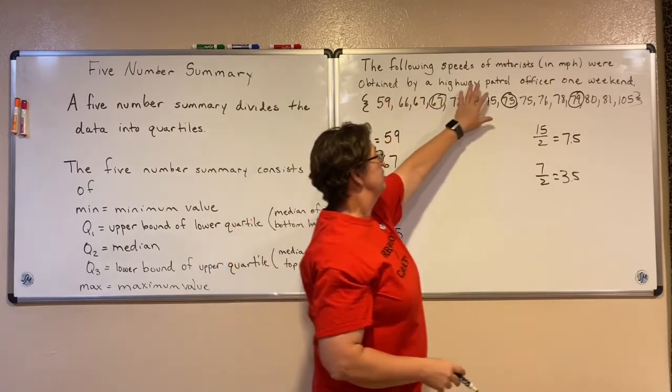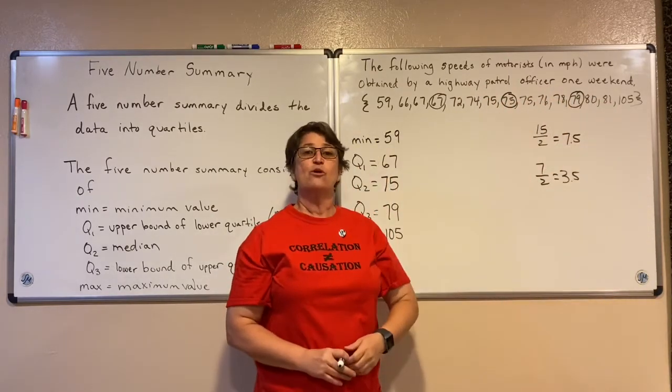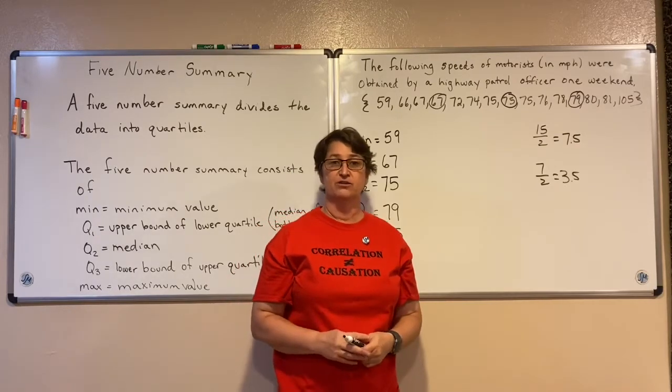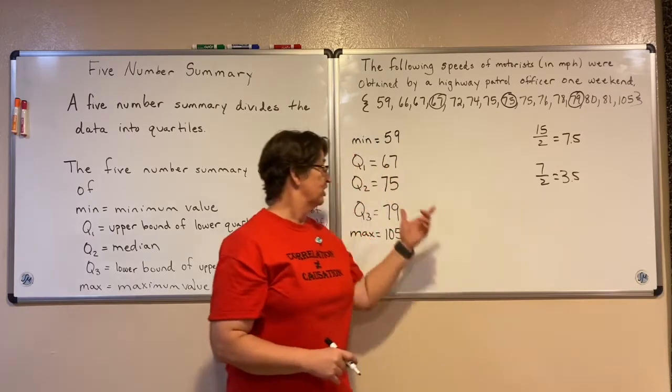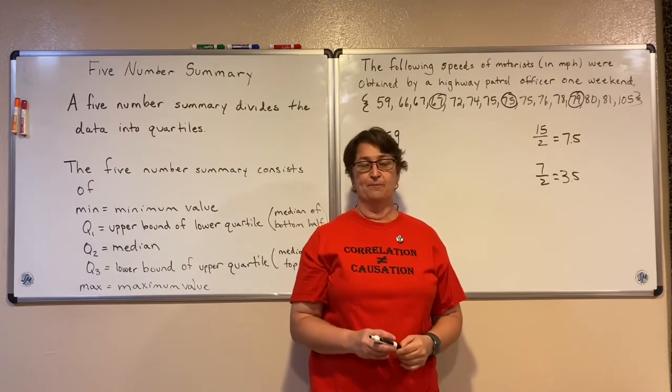Here's 1, 2, 3, 4 parts there. So we've divided it into quartiles. That's what that 5-number summary does. Then also when we make a box and whisker plot, we're going to use these 5 numbers to help us make our box and whisker plot.